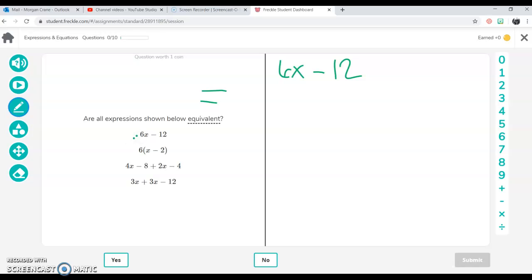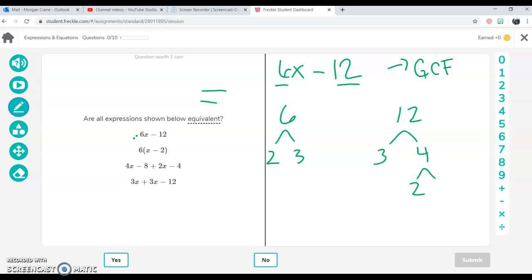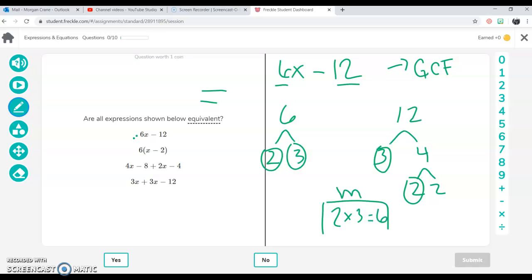So factoring is when you find the greatest common factor between the two numbers that you see. So we're going to take 6 and break it down, and we're going to break down 12. So 6 we know is 2 times 3, those are prime, and 12 is 3 times 4, and then 4 breaks into 2 times 2. Then we have to get the matches only. Okay, so there's a 2 and a 2, there's a 3 and a 3. So 2 times 3 is 6. So our greatest common factor is 6.